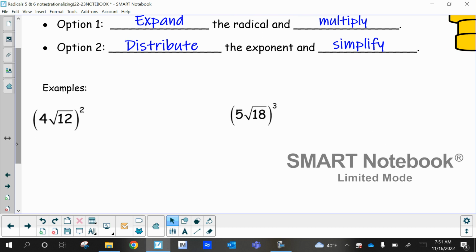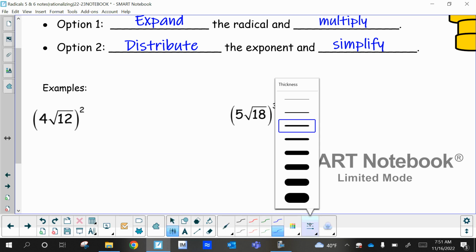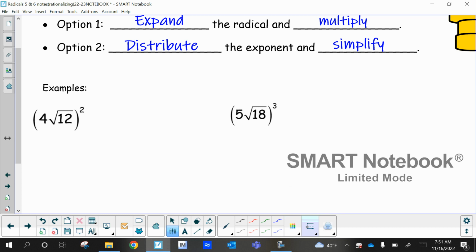So first example, 4 radical 12 squared. And by the way, you can simplify first if you want to, but in this case, I'm not going to choose to do that. So here we go. When you expand this, you're going to write it as 4 radical 12 times 4 radical 12, because that's what squared means. So now it just becomes a multiplication problem like you have already learned. 4 times 4 is 16. Radical 12 times radical 12 is just 12.